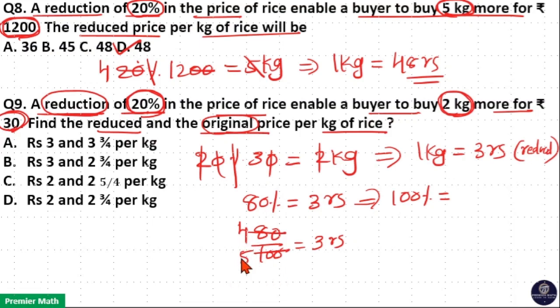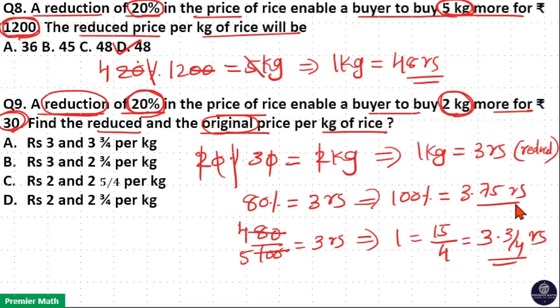Now 4 by 5 is equal to 3 rupees means, here 100% means 1 unit. So 1 unit is equal to 3 into 5, 15 divided by 4, which is equal to 4 goes 3 times in 12, remaining 3. So 3 by 4. That is 3 3 by 4 rupees, which is equal to 3.75 rupees. That is original price is equal to 3.75 rupees and reduced price is equal to 3 rupees. That is option A is your answer.